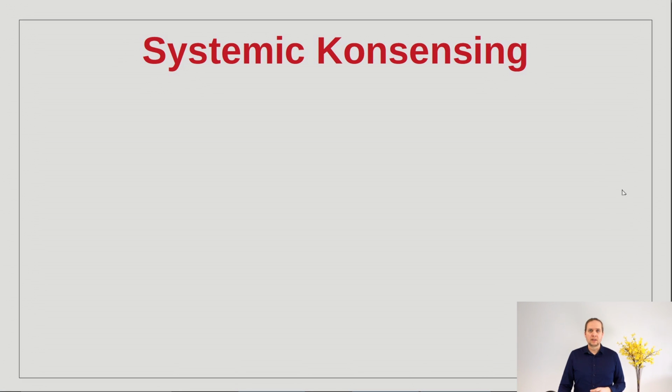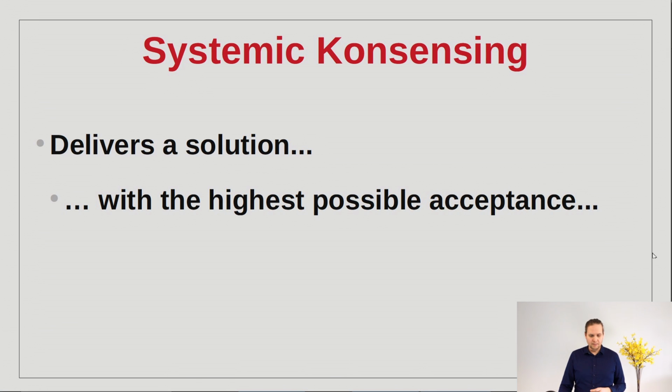Let's come to a little summary. Systemic consenting delivers a solution with the highest possible acceptance. And once again, this is the first time that we can actually measure this by using the evaluation, using the resistance. First, we see the potential conflict, and second, we see the acceptance for a proposal. First time.